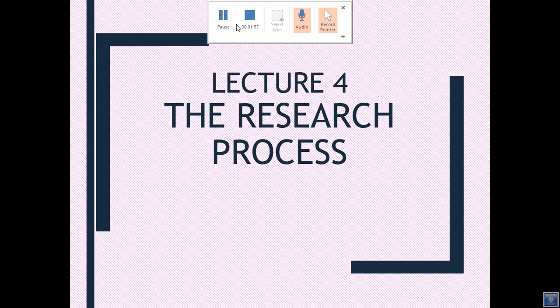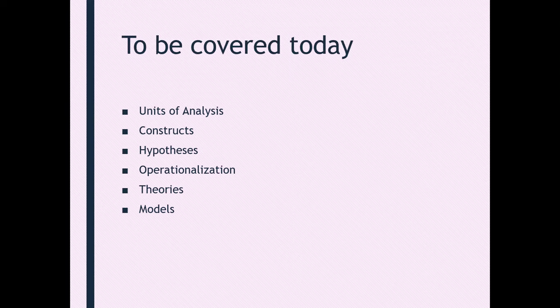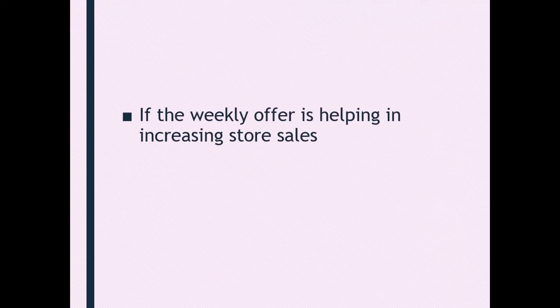Now, the research process and the things we are going to cover in our lecture today: we are going to understand some basic elements of research, like what is a unit of analysis, construct, hypothesis, theories, models, proposition. These are very basic things, but very important to understand, as if you don't understand them, you will get lost when you are doing the actual research. So let's start understanding a few very basic terms that we will come across in the research process.